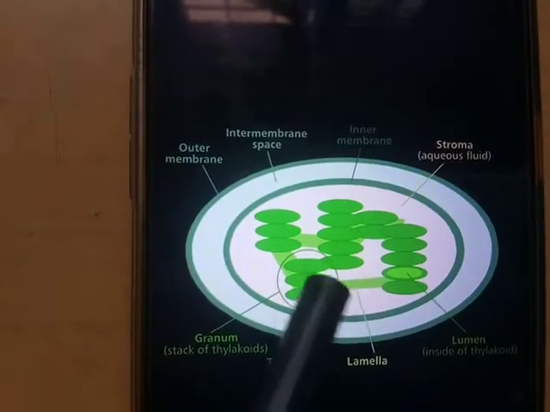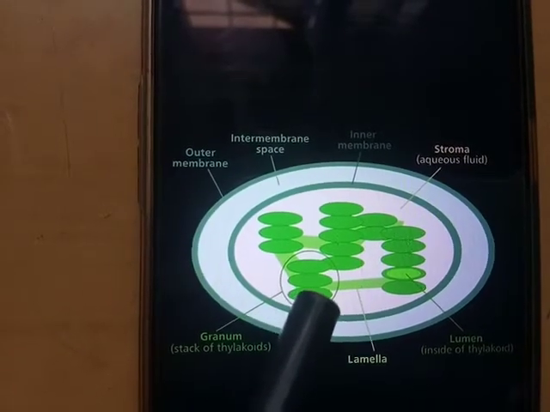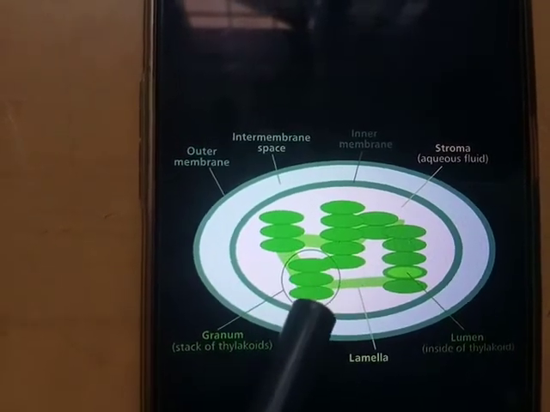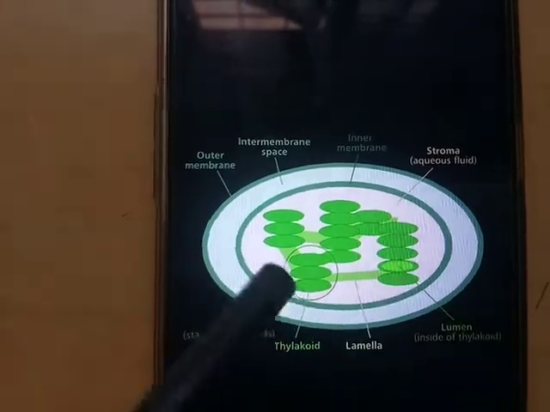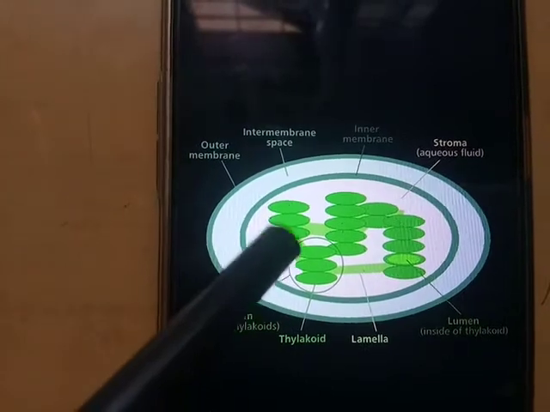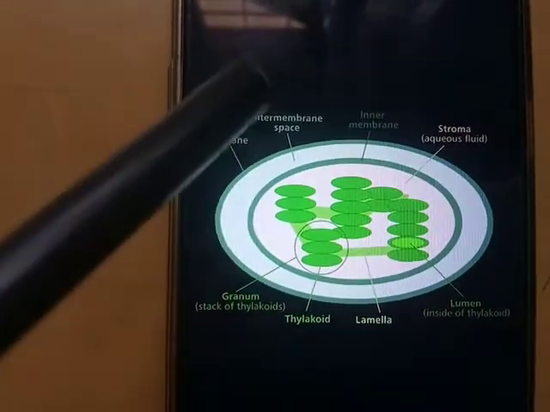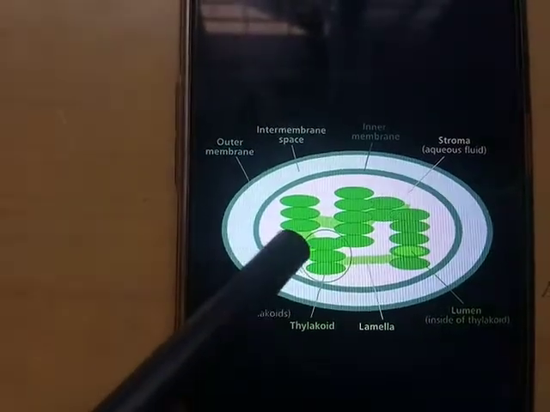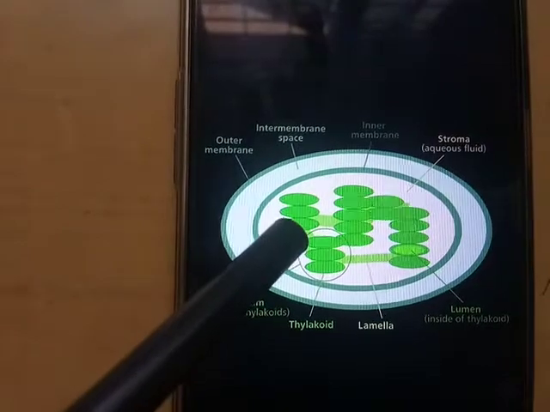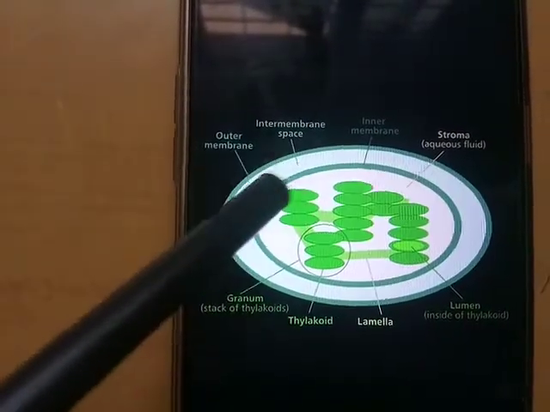So this one thing is the thylakoid. You can see 3 thylakoids together, right? 3 to 4 thylakoids on top of each other. So 1, 2, 3. These 3 together are known as grana or granum. So the thylakoids which are placed on top of each other are called granum.